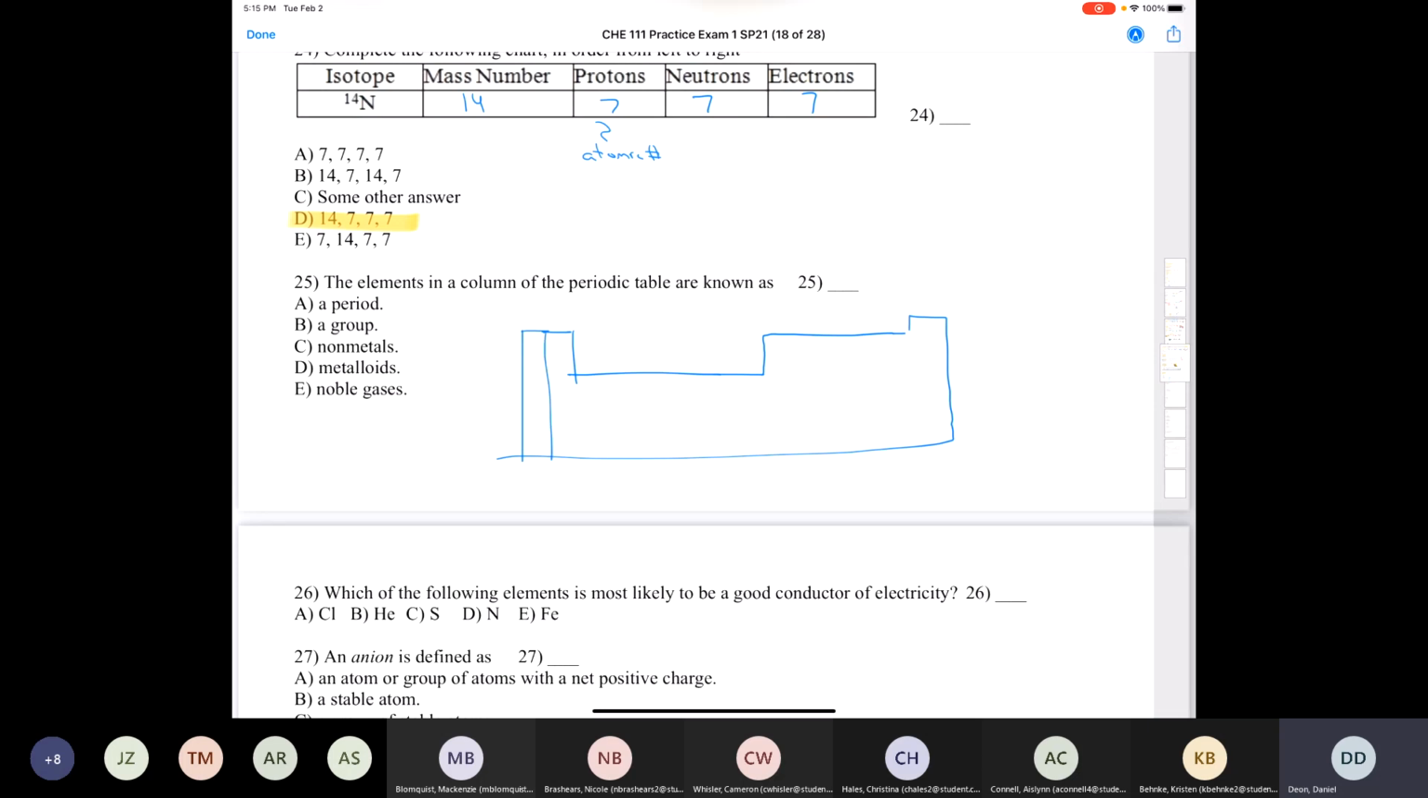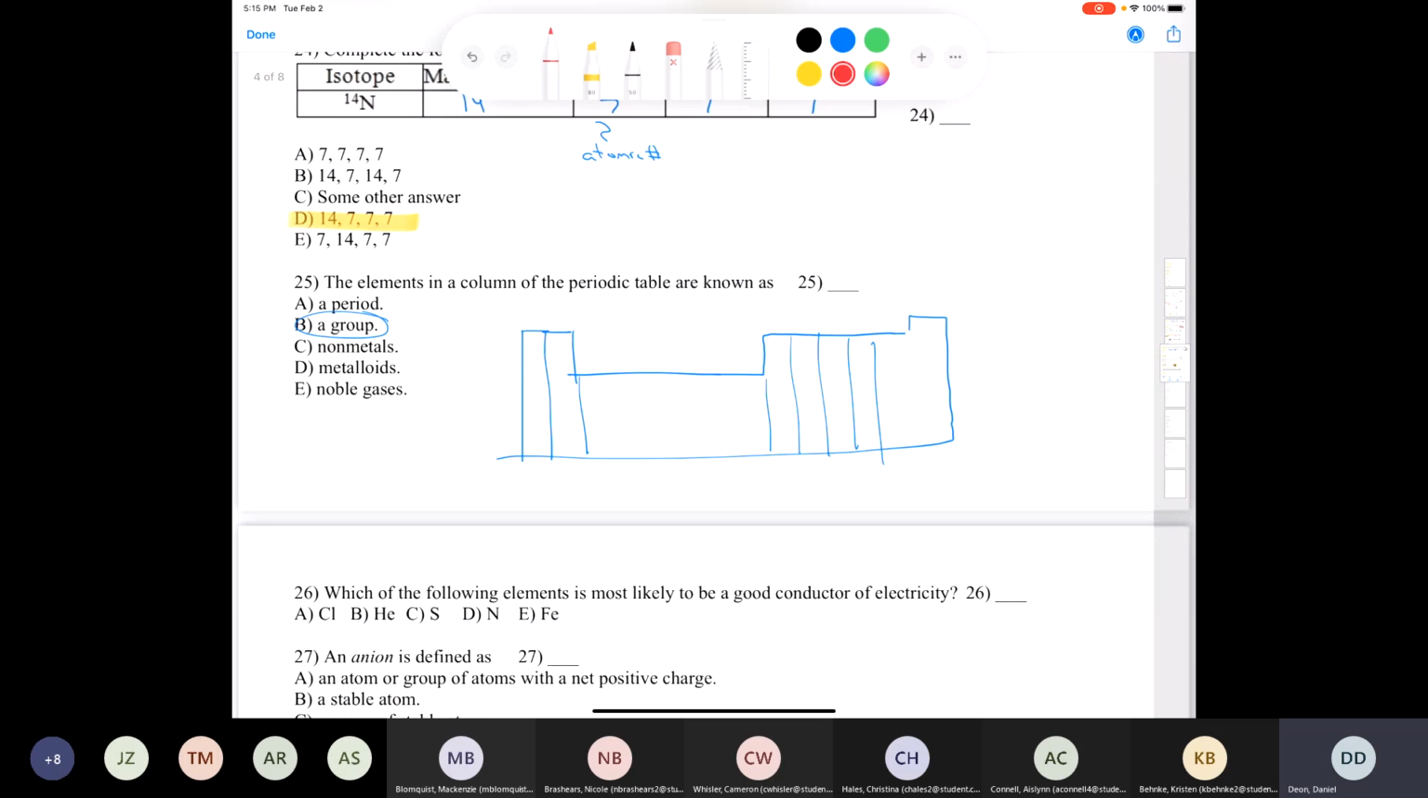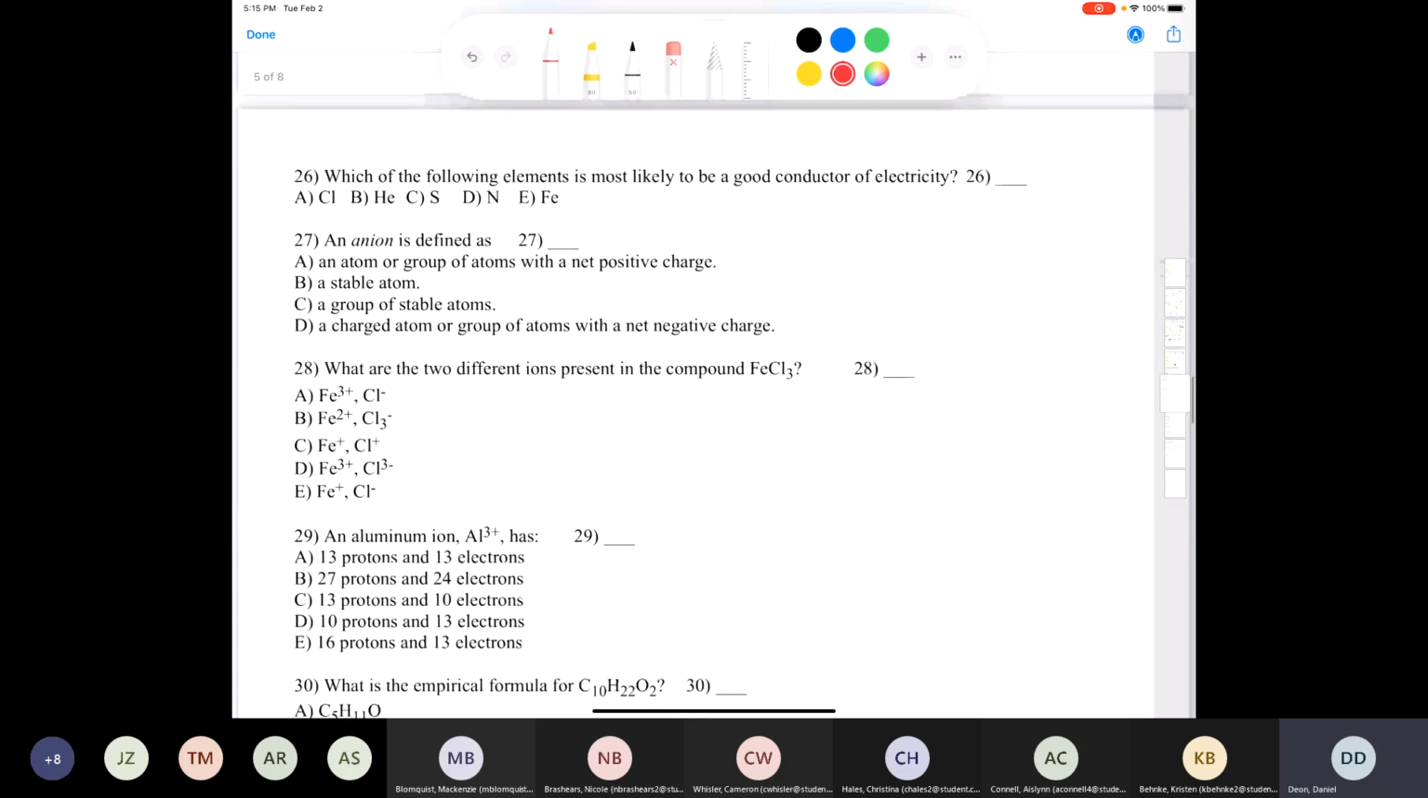Anyhow, when we have a column running down like this, these columns are called groups. Those are the groups in the periodic table. When we have horizontal lines or groupings, those are the periods. This is a period. But when we have a column, which is vertical, that is a group. All right, let's move on to number 26.